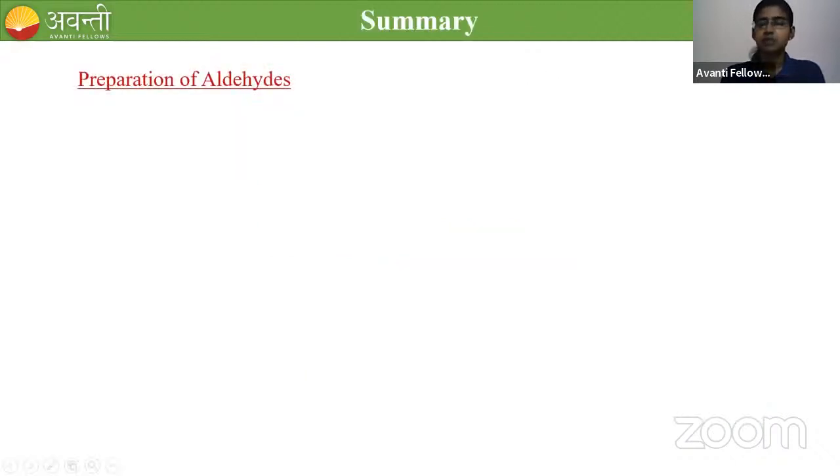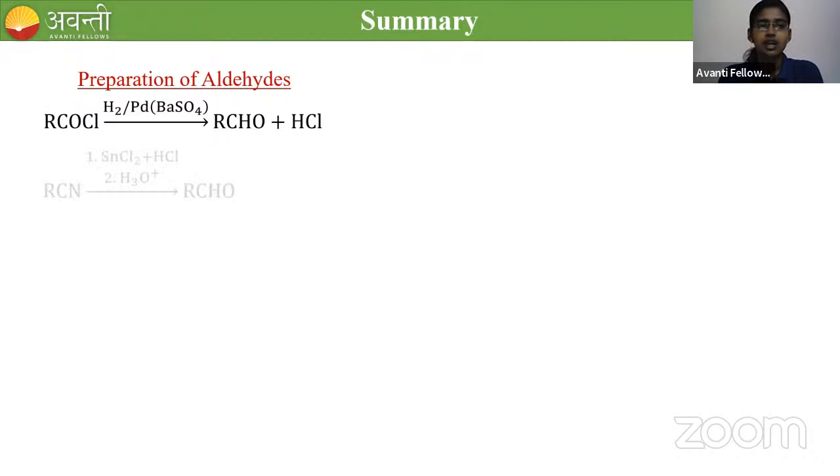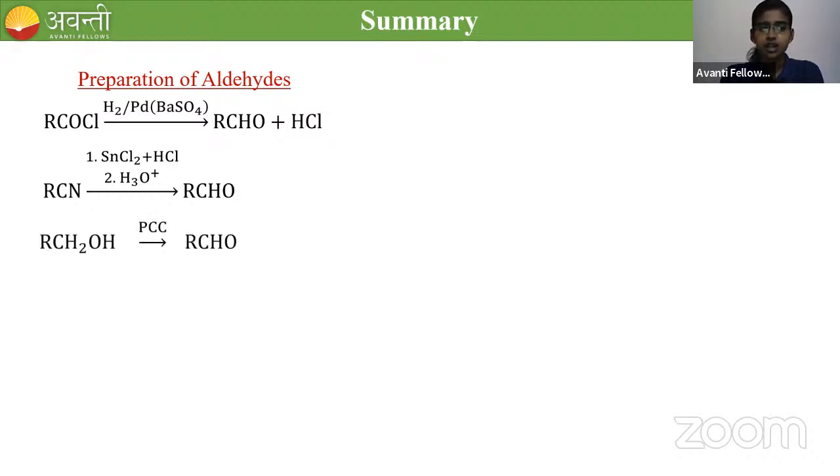We were discussing the preparation of aldehydes. Under the preparation of aldehydes, we studied Rosenmund's reaction, which is used for the preparation of aldehyde from acyl halide using Rosenmund's reagent, which is palladium on barium sulfate. Coming to the next reaction, we prepared aldehyde from nitriles using Stephen's reagent, which is SnCl2 and HCl.